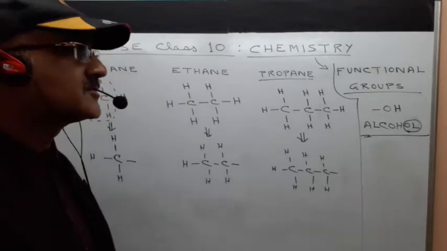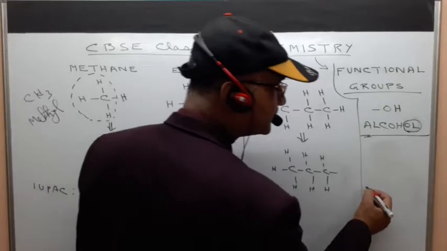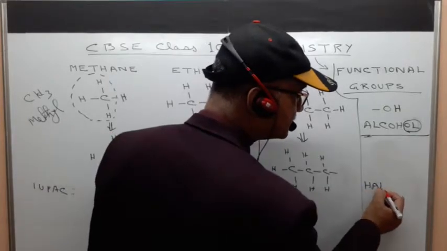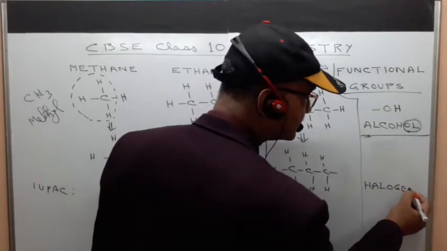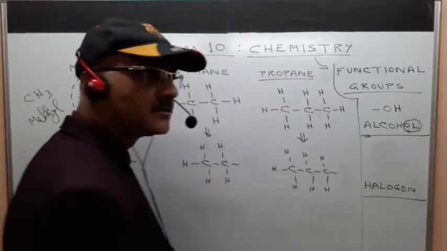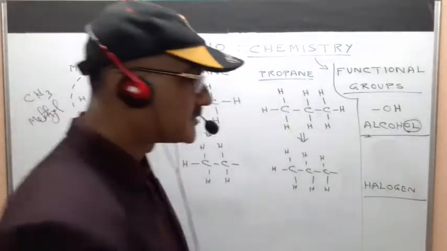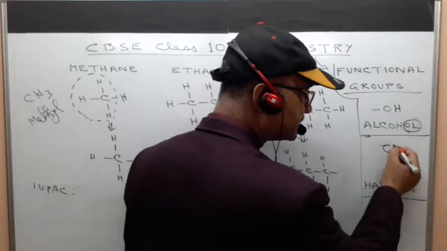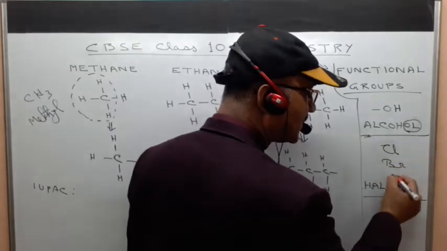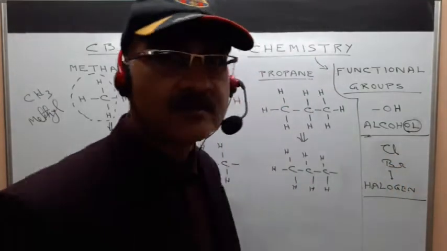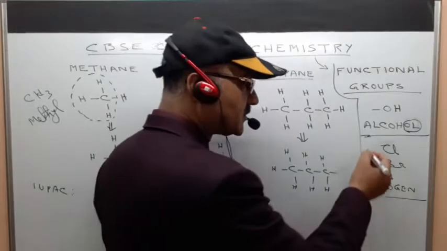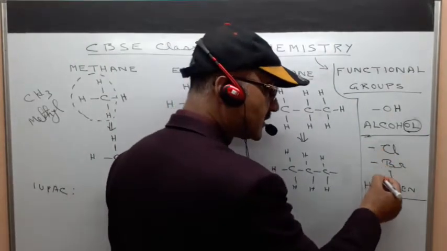Now let's learn about another group which is called the halogen group. So I think you all know what the halogens are: chlorine, bromine, iodine. These are called halogens. So its valency is 1 here.